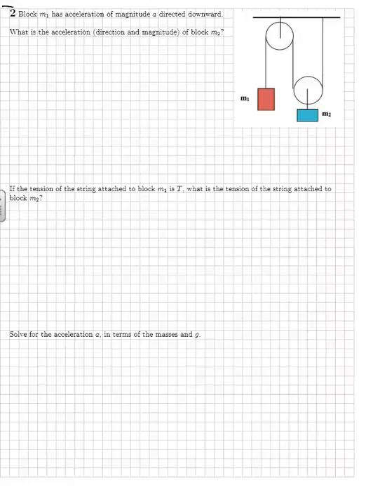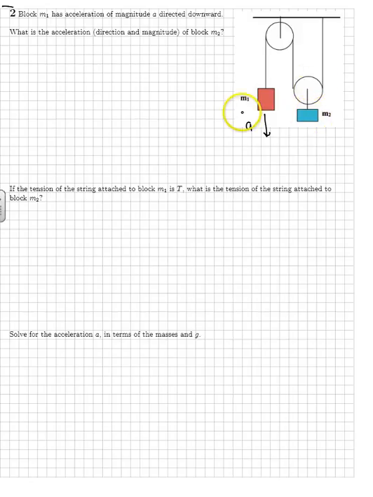We're working on the second problem from two pulleys. So here we have a pulley system. This pulley is movable up and down. This pulley is fixed to the ceiling. What we know is that M1 is accelerating downward with an acceleration A, and we want to know the acceleration now of block M2.